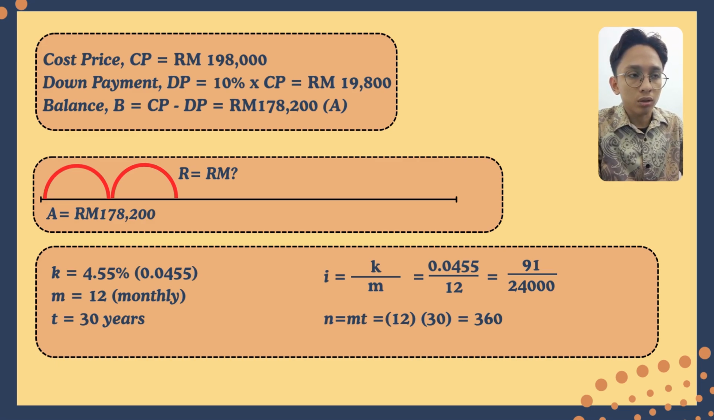Value for K is 4.55% or 0.0455. M is 12 because it's monthly and T is 30 years. Value for I is K divided by M, equal to 0.0455 divided by 12, which is 91 per 24,000. Value for N is M multiplied by T, equal to 12 multiplied by 30, equal to 360.